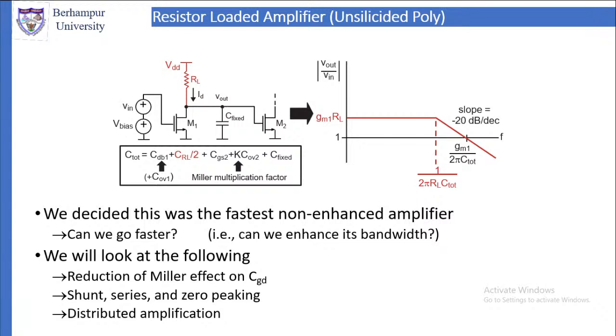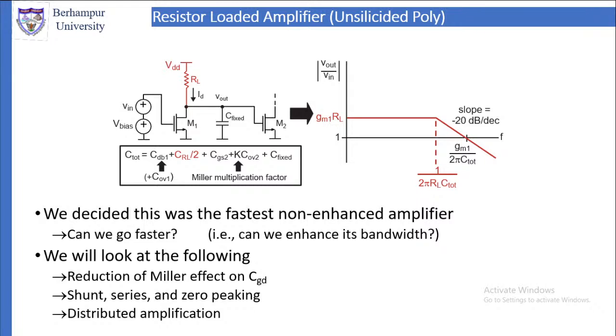Now let us look at the resistor loaded amplifier for the devices which are made up of non-silicided poly. Those devices, we have seen these equations, so I am not going to continue with this equation. C total is equal to CPV1 plus CRL by 2 plus CGS plus K COV2 plus C fixed. K is a Miller multiplication factor. So here we decide that this is the fastest non-enhanced amplifier.